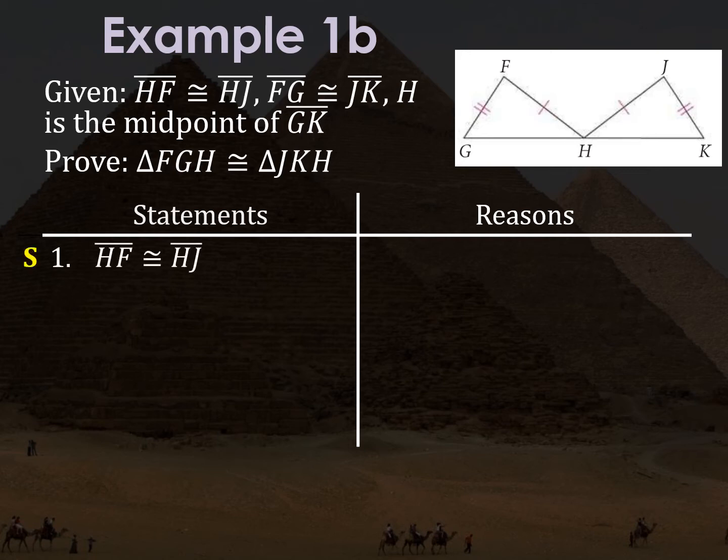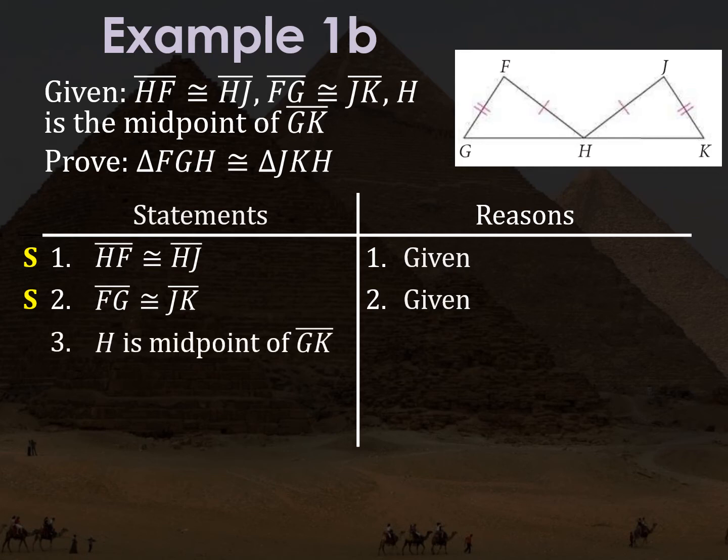Okay, statement 1, HF congruent to HJ, and that is given. Statement 2, FG is congruent to JK, and that is also given. So now you have two of the congruent corresponding sides. Where's the third one? Statement 3, you're given that H is the midpoint of segment GK. So what you're going to do with this midpoint is then show that the third pair of sides are also congruent.